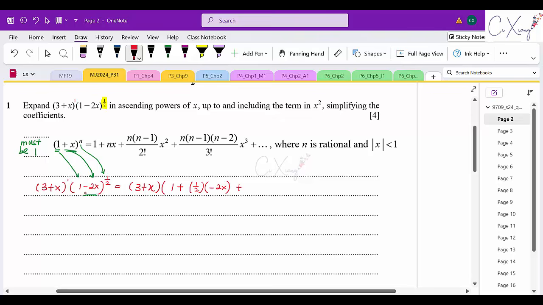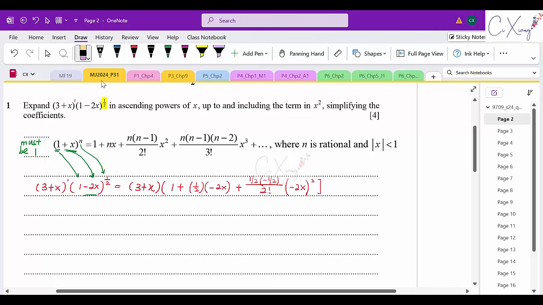Then how about the third term? The third term will be n times n minus 1. n is a half, so n minus 1 means half minus 1, and you get negative half. Divided by 2 factorial, then multiplied by x squared. What is my x here? My x will be negative 2x, and then you square it.